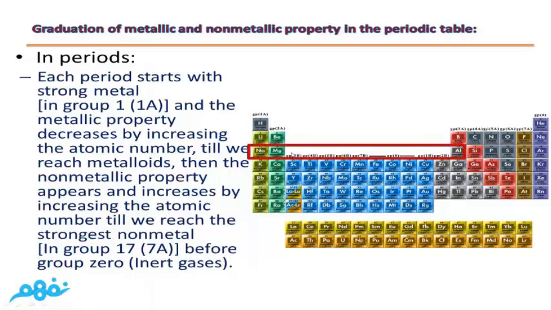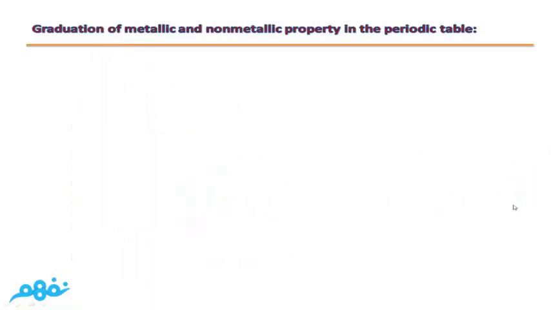So metallic property decreases in periods by increasing the atomic number, till we reach metalloids. Then the non-metallic property appears and increases by increasing the atomic number. So non-metallic property increases in periods as we go from left to right, till we reach the strongest non-metals in group 7A or 17, just before group 0, which is noble gases.